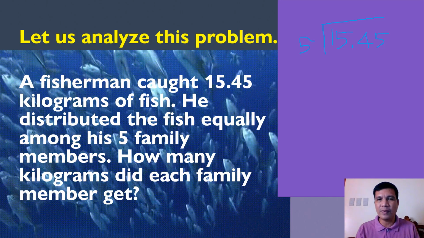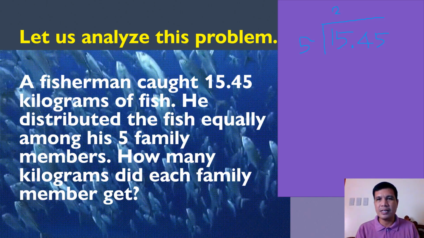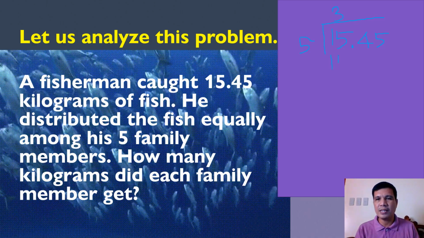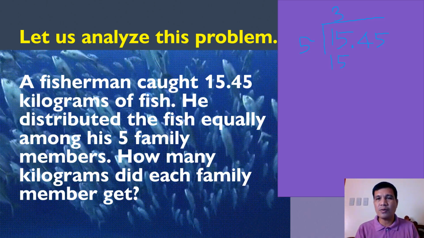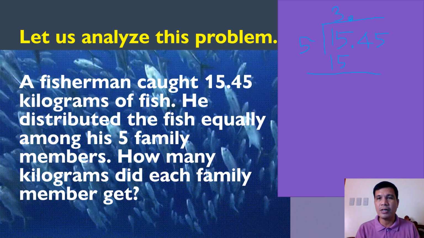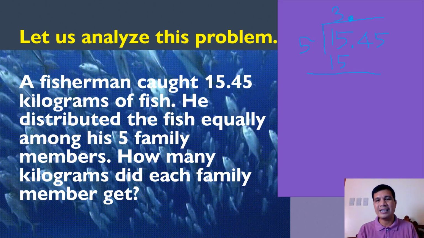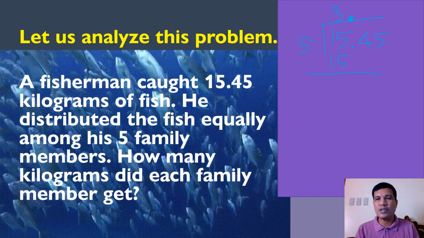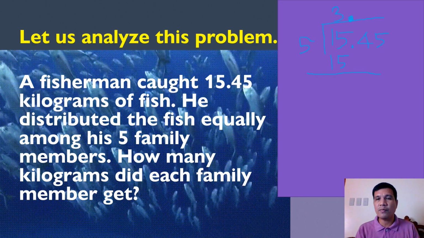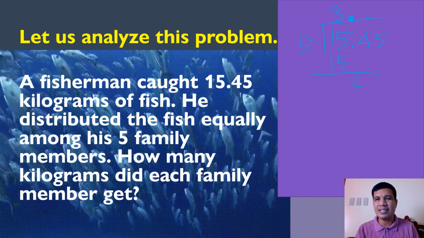15 divided by 5 is 3. Very good. 3 times 5 is 15. And please don't forget to put the decimal point up to your quotient. Ayan, tinaas lang natin ang decimal point. Then, 15 minus 15 is 0. Bring down 4. Hindi na natin i-bring down si decimal point.